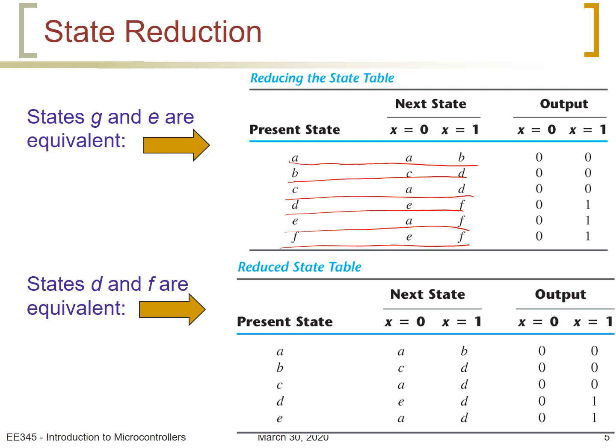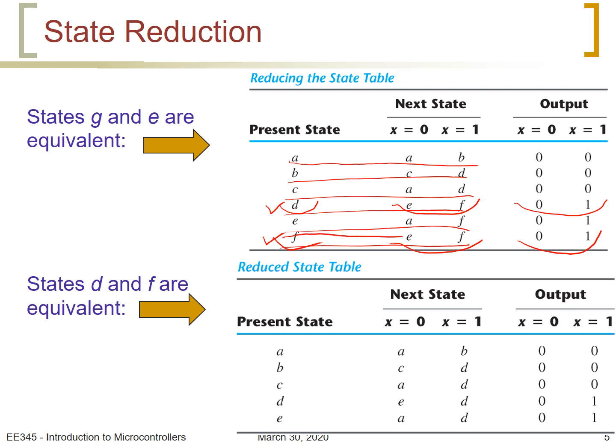Now looking at this table again, let us see if there are other states that are also equivalent. We find that state D goes to E and F with the output 0 and 1, and state F goes to E and F with the output 0 and 1. Therefore, D and F are equivalent. Again, we remove one of them.